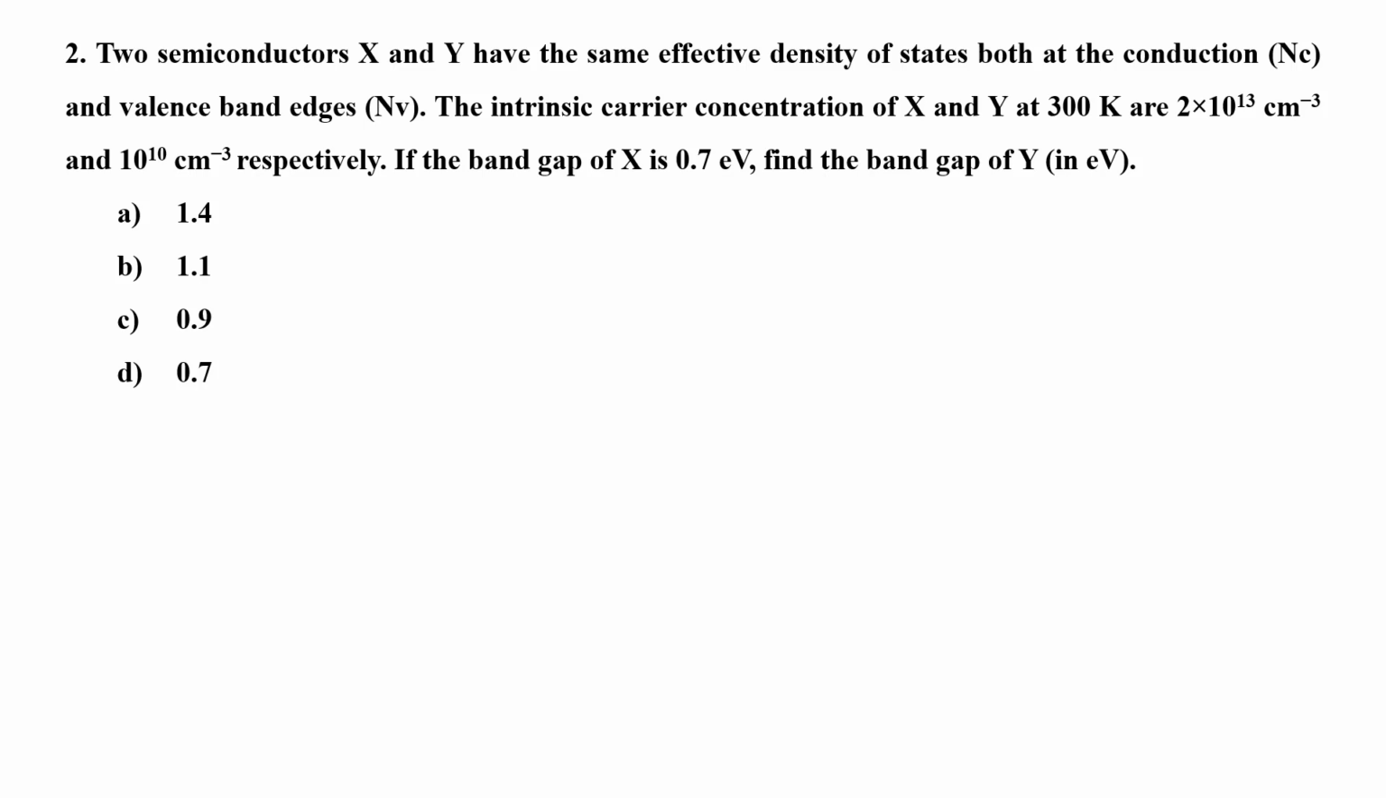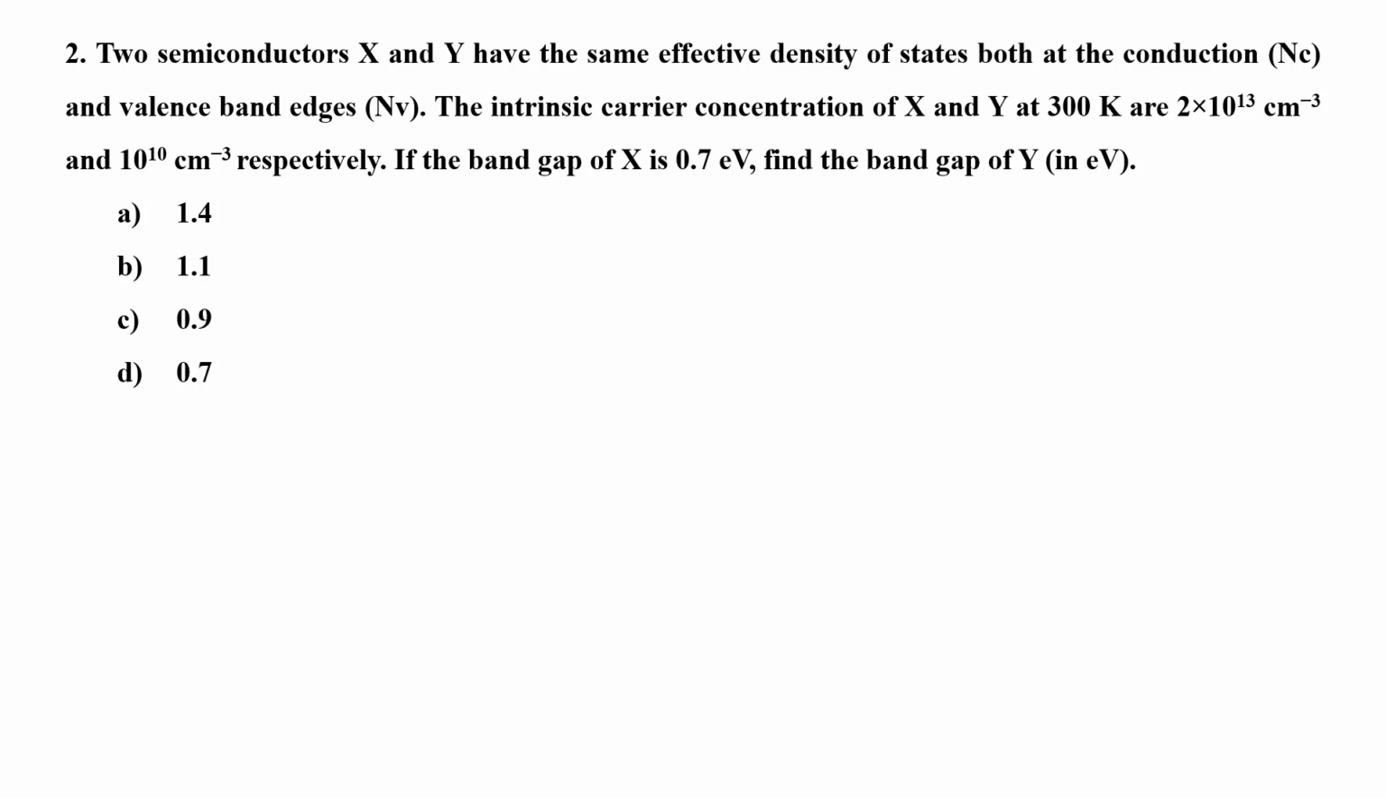Two semiconductors X and Y have the same effective density of states both at the conduction and valence band. So Nc and Nv for the two semiconductors are the same. So XNC and XNV are the same, and for Y also YNC and YNV are the same. Intrinsic carrier concentrations, that is Ni at 300 Kelvin, are given as 2 into 10 to the power 13 and 10 to the power 10 centimeter inverse respectively. If the band gap of X is 0.7 electron volt, find the band gap of Y. So basically we have EGX and we have to find EGY.